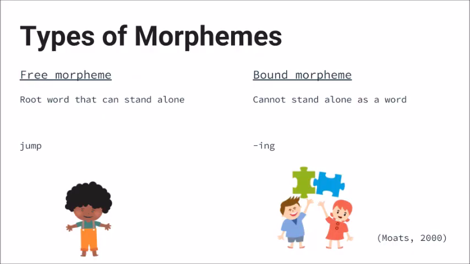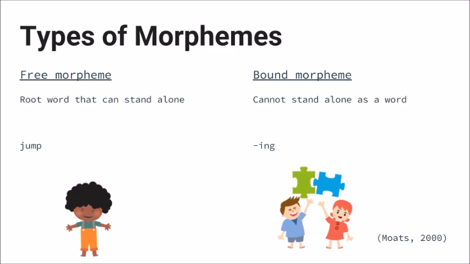Morphemes are either free or bound. Free morphemes, also called root words, can stand alone. Bound morphemes must be bound to a free morpheme. In other words, they cannot stand alone as a word. Bound morphemes modify the meaning of the root word.